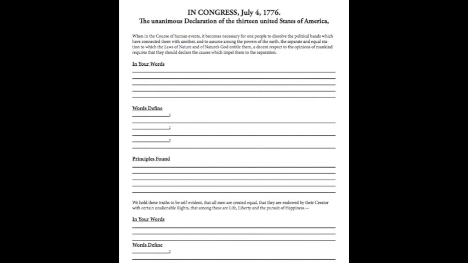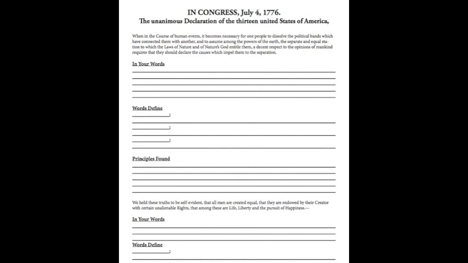The unanimous declaration of the 13 United States of America. So the next thing I'm going to do is ask myself some really hard questions, like what does the word unanimous mean? What does the word declaration mean? And why is it that United is not capitalized, but States of America is capitalized? These might seem like pretty small, minuscule details, but they add a lot of insight into the document itself.